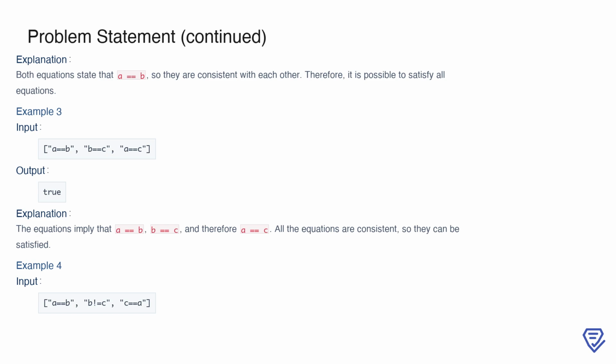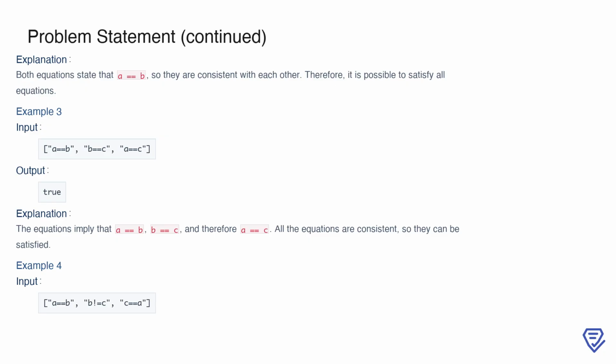Now, consider a different case with the input, A equals B, B not equals C, C equals A. The first equation implies that A and B are equal. The third equation implies that C and A are equal, which also means C and B are equal. However, the second equation states that B and C must not be equal, creating a contradiction. As a result, the output is false because it is not possible to satisfy all the equations at the same time.